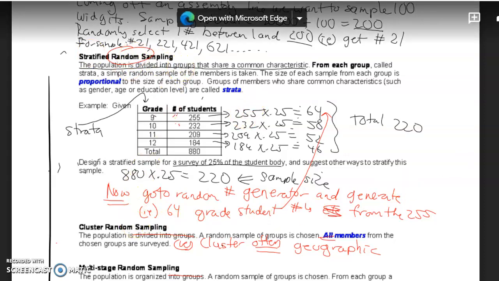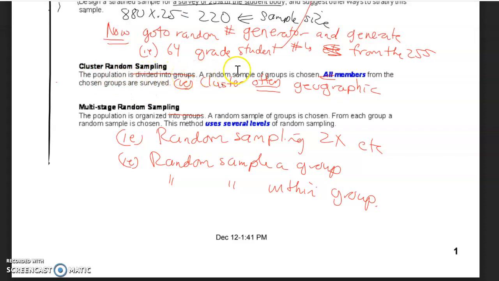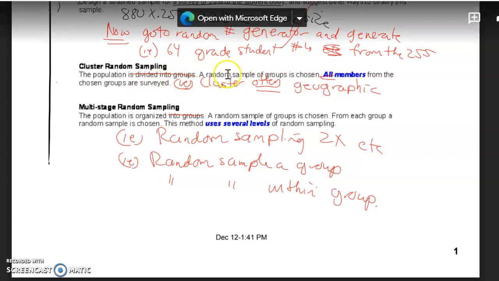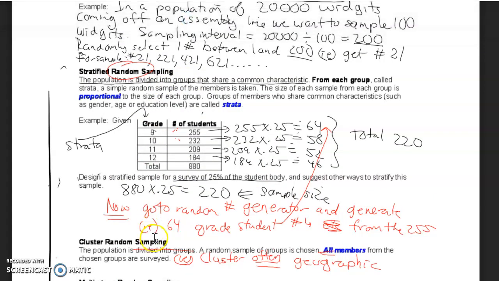So there's another type of sampling called cluster. With cluster random sampling, you divide the population into groups. However, the groups here are called clusters, not strata. Often a cluster is geographic, like neighborhoods, for instance. In cluster random sampling, you divide the population into groups or clusters. A random sample of the groups is chosen, and then all members of that group. I'm going to give you a better example, because stratified and cluster are slightly different.